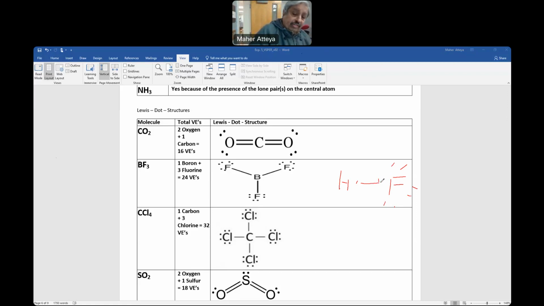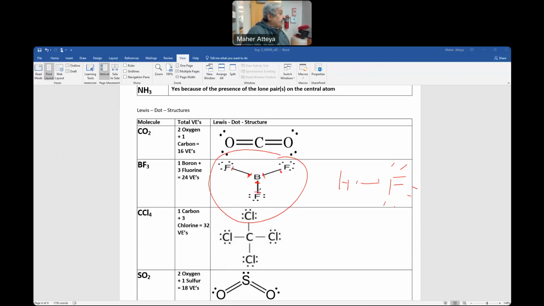So if I look at this example here, called boron trifluoride, boron has 3 valence electrons, in group 3 or 13, 3A or 13. And fluorine in group 7A or 17 has 7. So here is 6, and here is 1. Correct? 6, and here is 1. Here's 6, and here is 1. So we have 4 atoms.